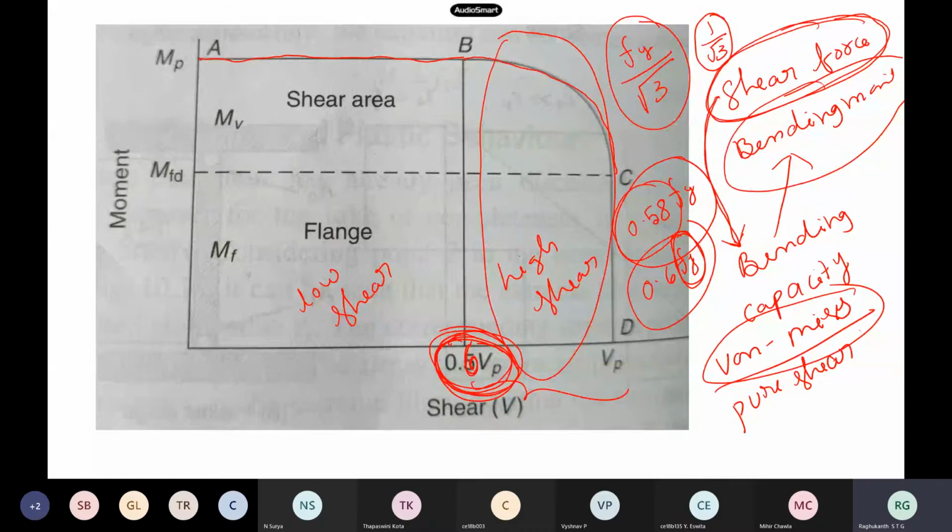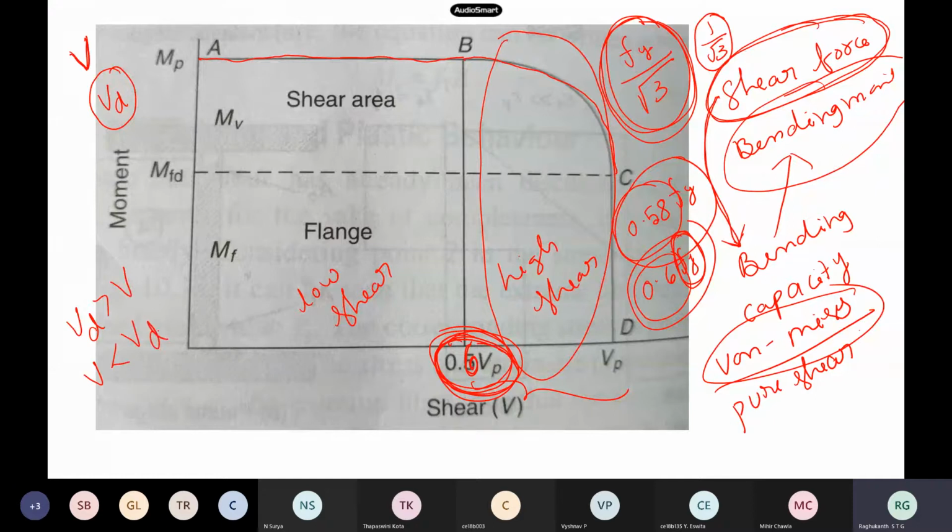Here the guideline is from this Fy by root 3, these formulas. So this 0.6 comes into picture. What you do is you compute the design shear force, the shear force which is coming on the beam, if it is V. And then you also calculate the shear capacity of your beam. If I denote this by Vd, this is the capacity of this beam. If the beam has to be safe, obviously Vd should be more than the V that is applied. If the applied shear force is less than Vd, that means your beam is safe. Otherwise, it is the problem.